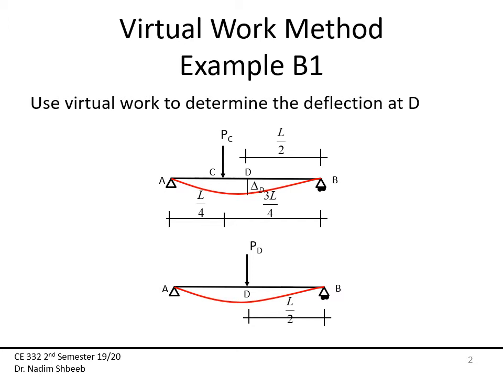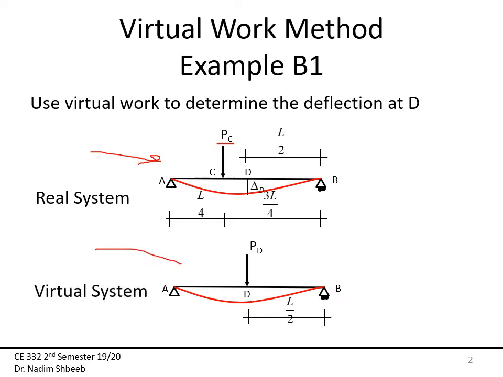Okay, so first of all, I'm going to call this the real system, because this is what we're after. Here we want the deflection at point D, and we know where the load PC is. And as we said, when we want to do that, we assume a virtual load, whose value at this point in time we don't know, at the point where we would like to find the deflection. So this now becomes what we call my virtual system.